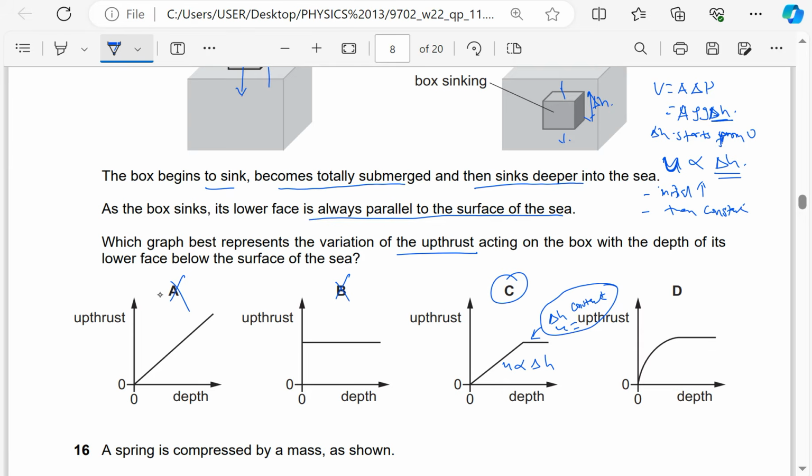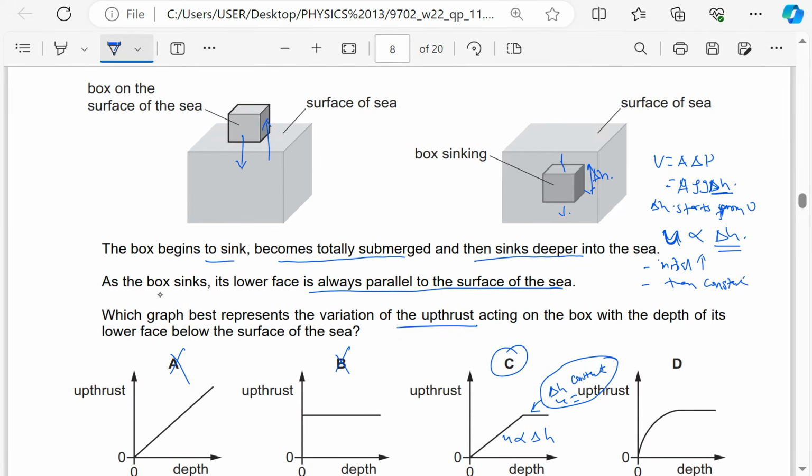Even if it moves deeper and deeper and deeper, it is depending on the difference between the top and the bottom of the object, which is going to remain constant. So it is not depending on how deep the object is, not at all, because the difference in the pressure on the top and the pressure on the bottom remains constant when the object is fully submerged. But before the object is fully submerged, as more and more height of the box is submerged, the difference in the pressure increases. So the upthrust increases.